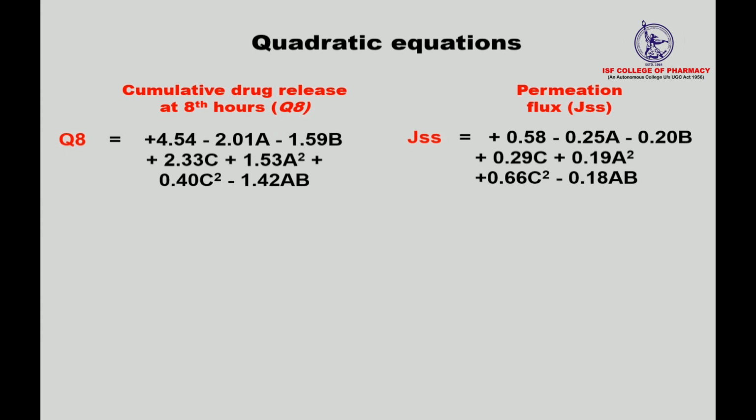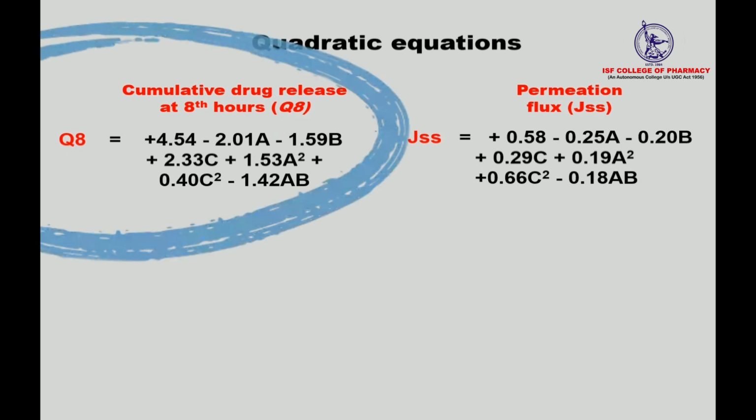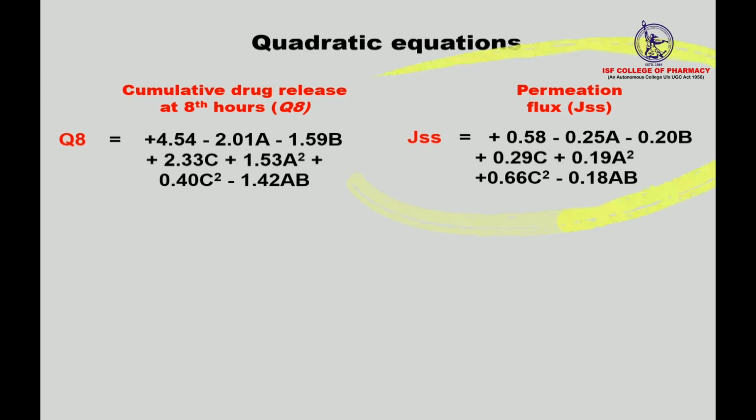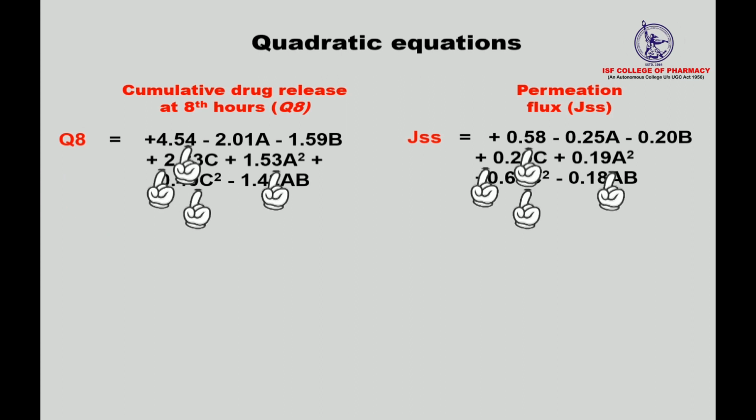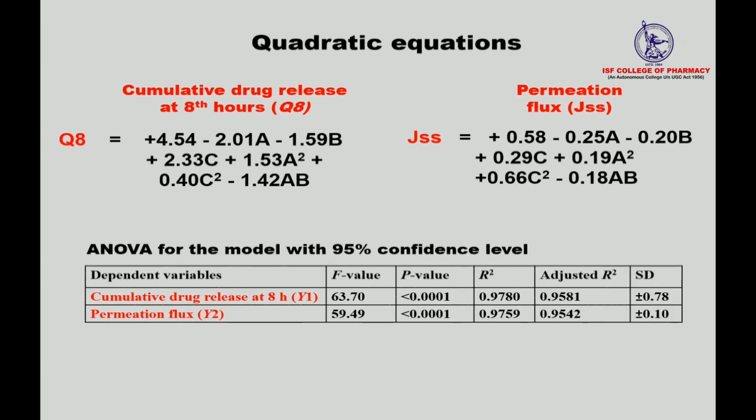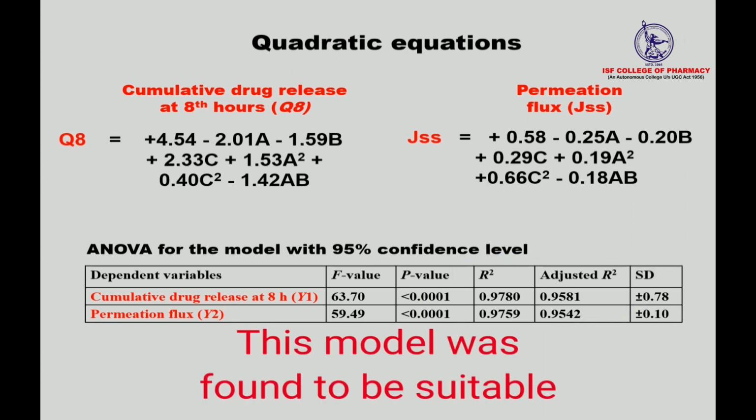The quadratic equation developed for cumulative drug release at 8th hour of the study period and permeation flux can be seen here. Values in negative show inverse correlation with the dependent parameters. However, positive values show direct correlation with the dependent variables. ANOVA table depicts the value of predicted R square and adjusted R square. As we can see from the table, the difference between predicted R square and adjusted R square should not be more than 0.2 for model suitability. Here, the model was found to be suitable.